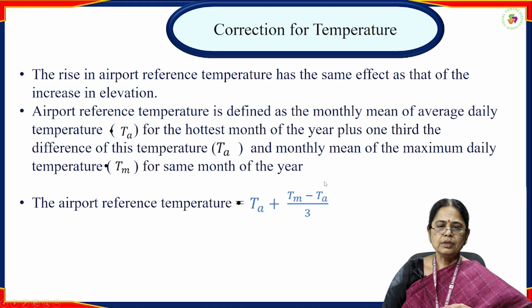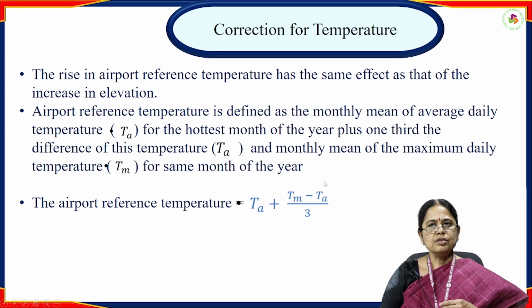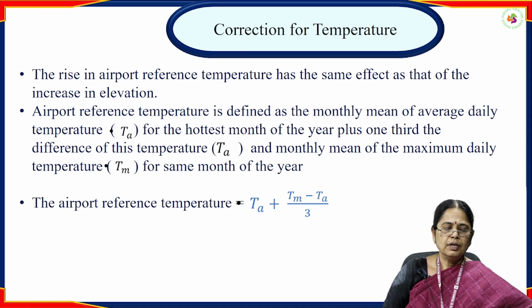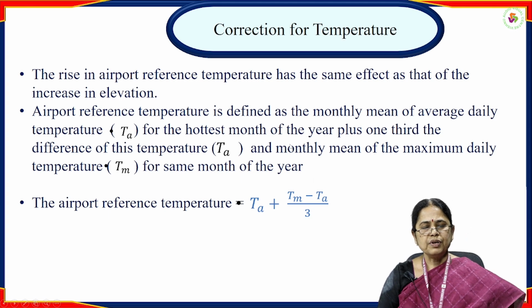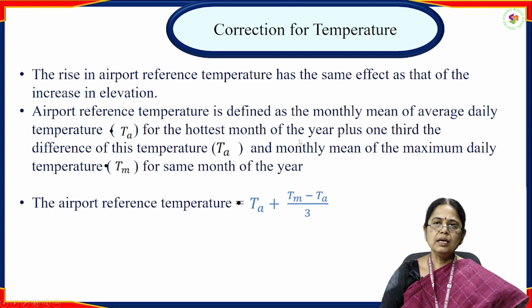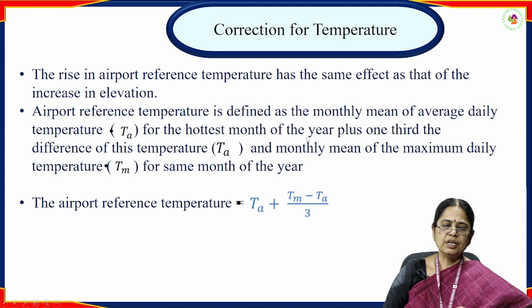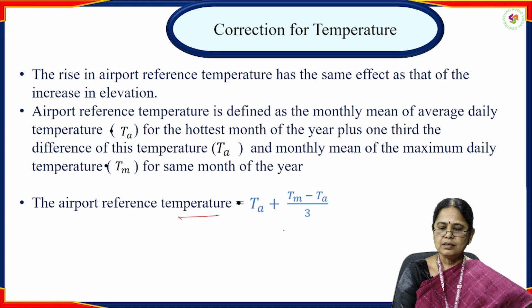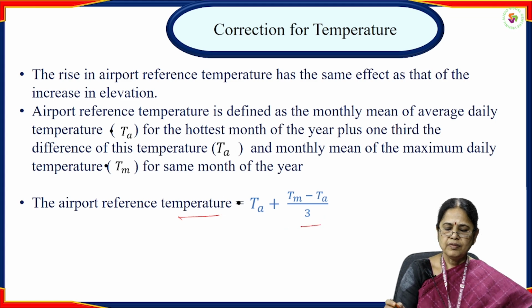The rise in airport reference temperature has the same effect as the increase in elevation. Airport reference temperature is defined as the monthly mean of average daily temperature, TA, for the hottest month of the year, plus 1/3 of the difference between TA and the monthly mean of the maximum daily temperature, TM, for the same month of the year. So, the airport reference temperature is TA plus (TM minus TA) divided by 3.